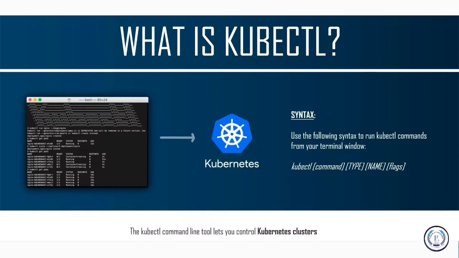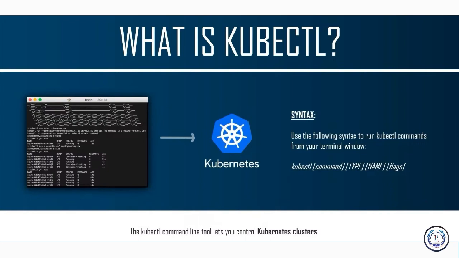Now, if you look at the syntax on the screen, which is used to run Kubectl commands from your terminal window, you can see that it is simply kubectl, command, type, name, and flags. Command specifies the operation that you want to perform on one or more resources, for example create, get, describe, delete, any of that. The next one is type, which specifies the resource type.